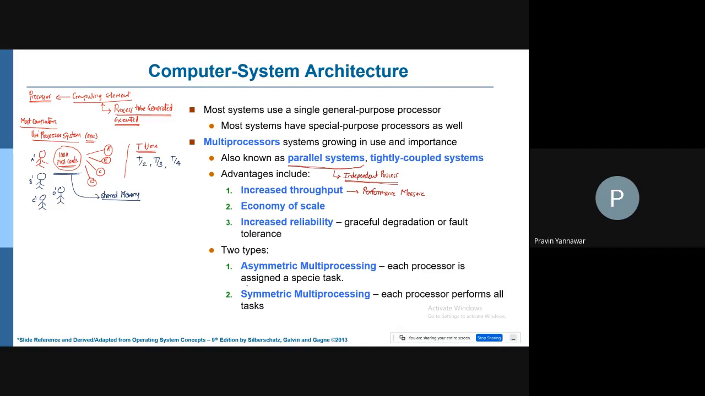So what is going to happen? In the case of symmetric, each processor performs all tasks. Here, A dash, B dash, C dash, D dash can sort the postcards into A, B, C, D. It is a symmetric kind of processing. Asymmetric means each processor is assigned to a specific task. For example, A dash can sort only A cards, B dash only B cards, C dash only C cards, and D dash only D cards.